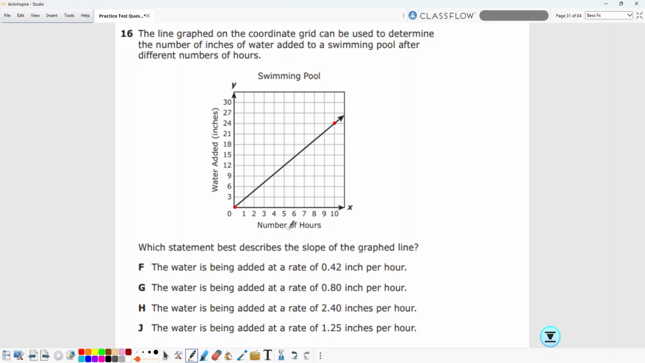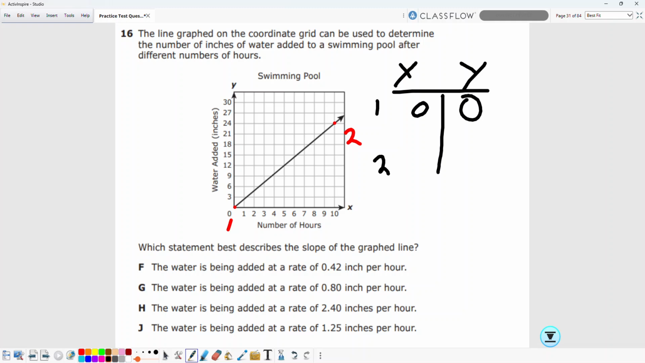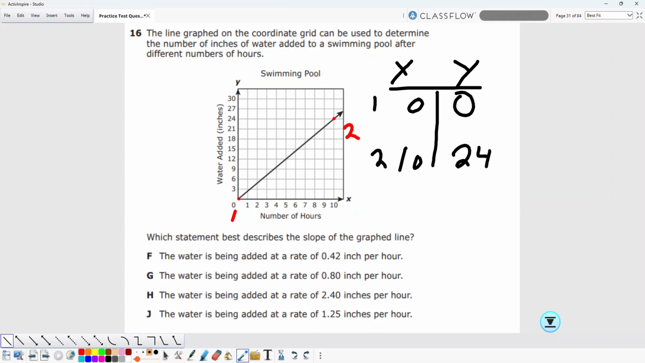Because we read from left to right, point number 1 is there, point number 2 is here. So all we need to do at this point is an XY table. So here's point 1, here's point 2. So 0 and 0 for point 1, and then for point 2, we have 10 and we have 24. Let's make it red so it shows up.